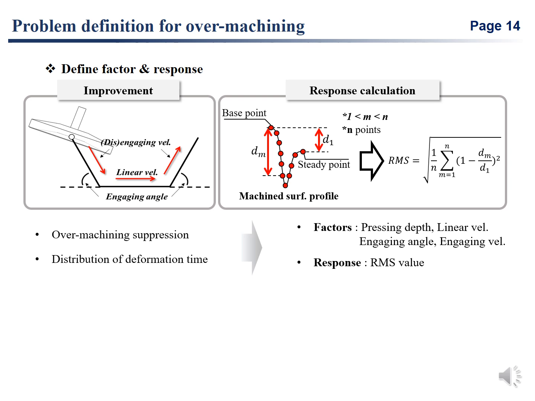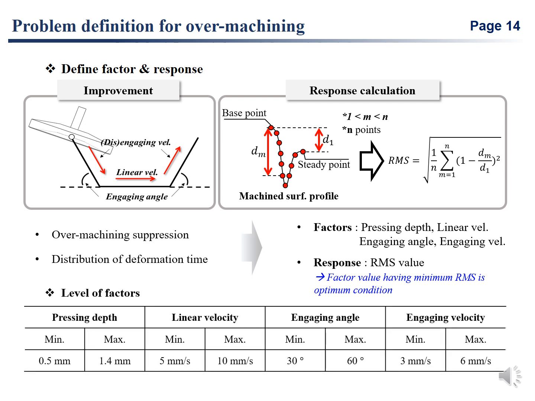And to predict the motion shape at the engaging section, I utilize the RMS value, which uses the steady point as a target value. Therefore, the factor value having the minimum RMS is the optimum condition. And the working range of the factors is the same as in this table.